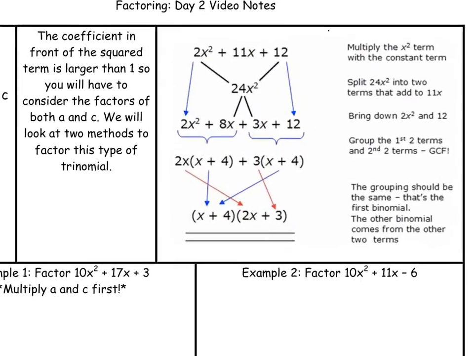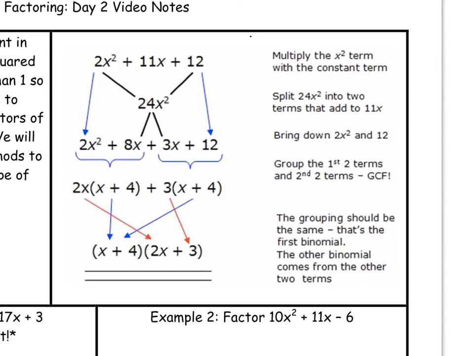So at this point, I just want to work through this example with you. We're going to multiply the x squared term with the constant term. So what we're going to do in this step is multiply a and c. And when we multiply a and c, we get 24. We're going to split the 24x squared into two terms that add to 11.